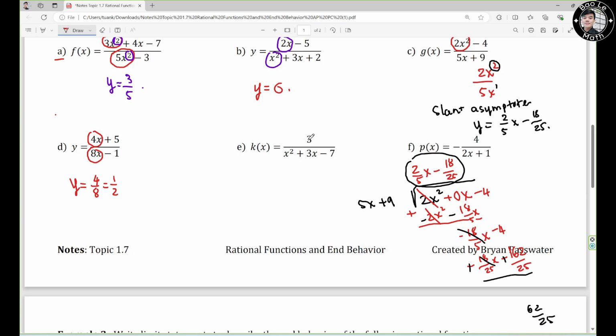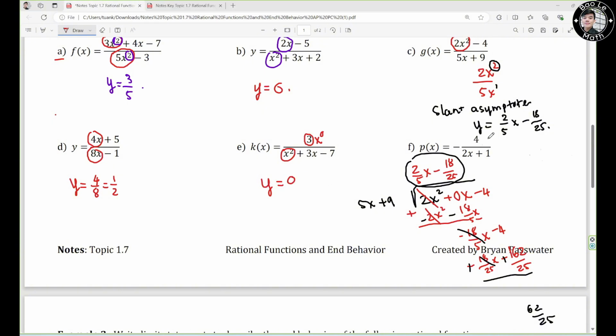Now, next one. The leading term on the top should be 3. The leading term on the bottom should be s squared. And you see nothing right here, which means s to the power 0. So the power on the top is 0, and the power on the bottom is 2, so the top is less than the bottom. Therefore the horizontal asymptote is y equal to 0.